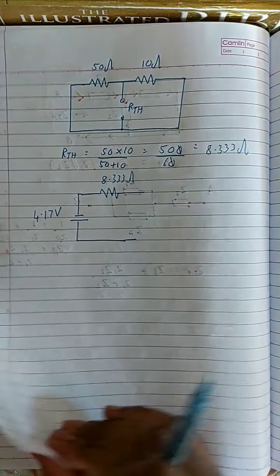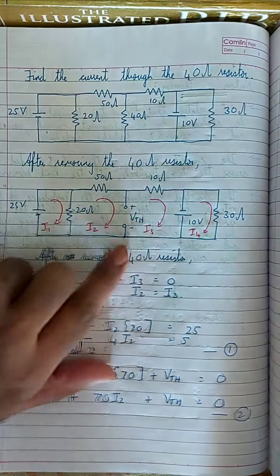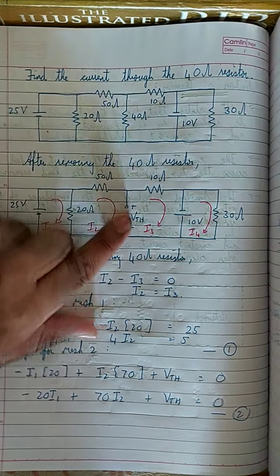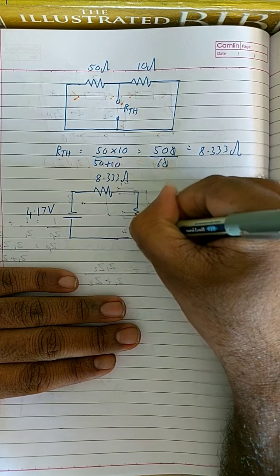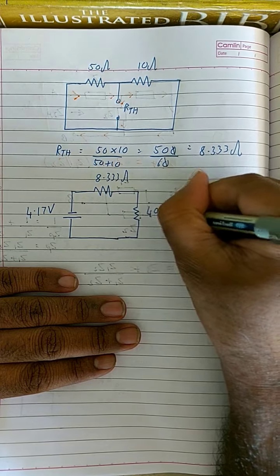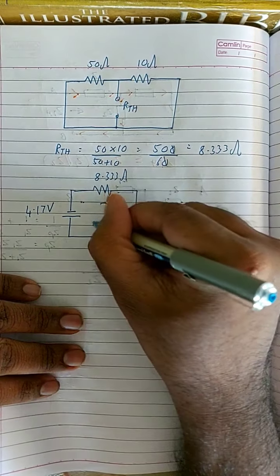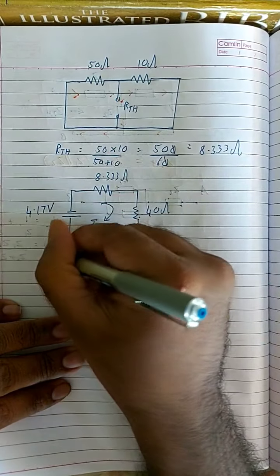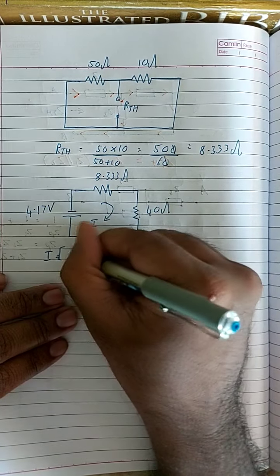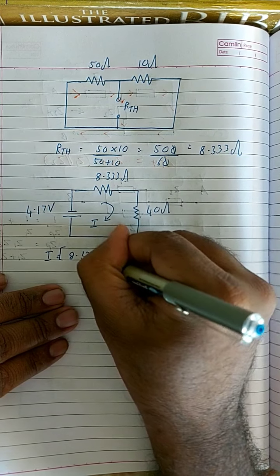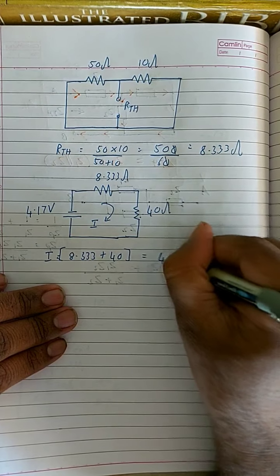Now what was the question? Find the current through the 40 ohm resistor, which means my load was the 40 ohm resistor. So I'm going to put my load back to its place. So this is the 40 ohm resistor. Now I'm going to find the current through that. So to find the current, applying mesh analysis, I into 8.333 plus 40 is equal to 4.17.